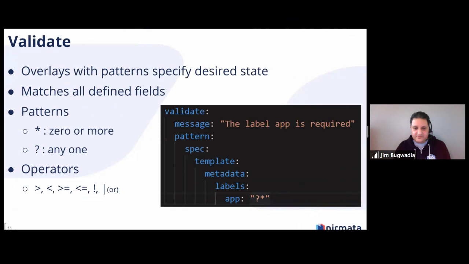Here's an example of a validate rule. This rule is checking to see that a specific label is specified on your workload itself, right? It's checking the metadata block and making sure that you have a label called app. As you can see in the syntax, Kyverno supports wildcards for strings, and Kyverno also supports operators for numerical values. So you can do things like greater than, less than, which is extremely useful when managing things like resource quotas.